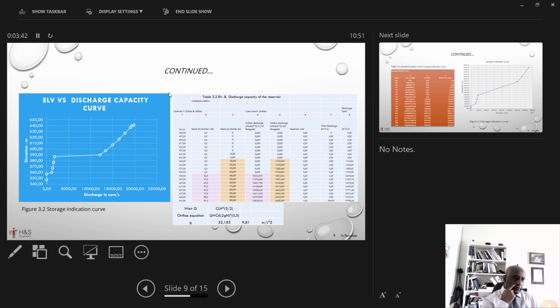So the calculation is very easy. You know, a weir formula. You have the coefficient. The coefficient is 1.44, I think. Length of the weir is 205 meter. Then the height, you consider 1 meter here, then you can calculate the discharge easily.